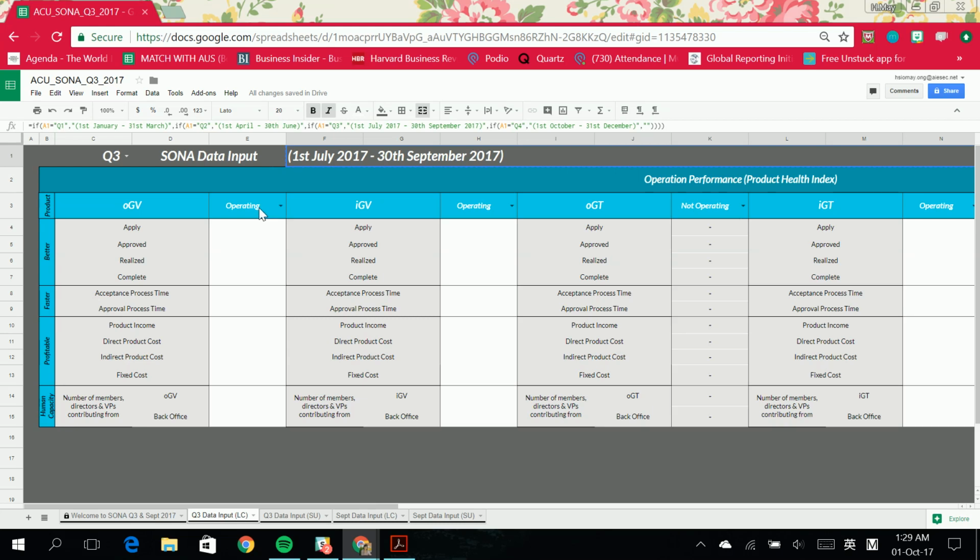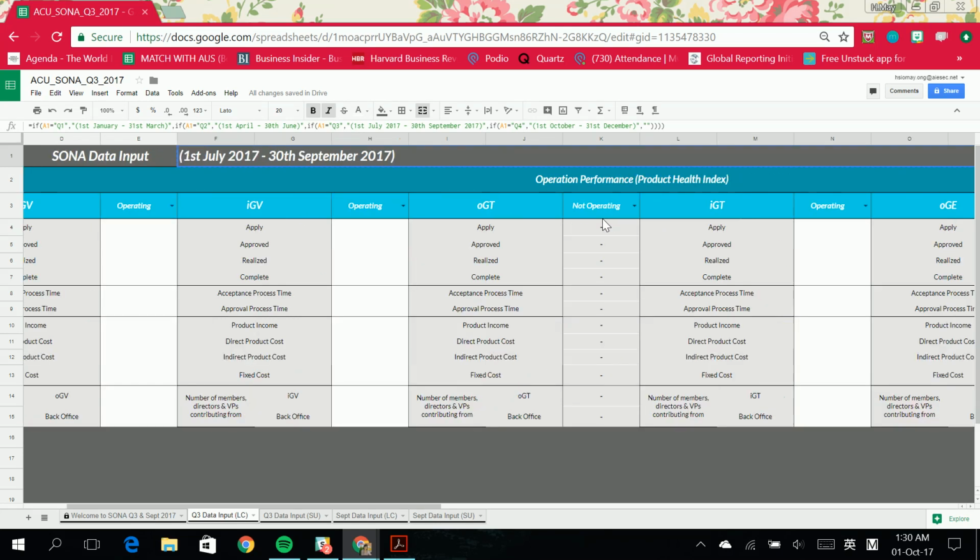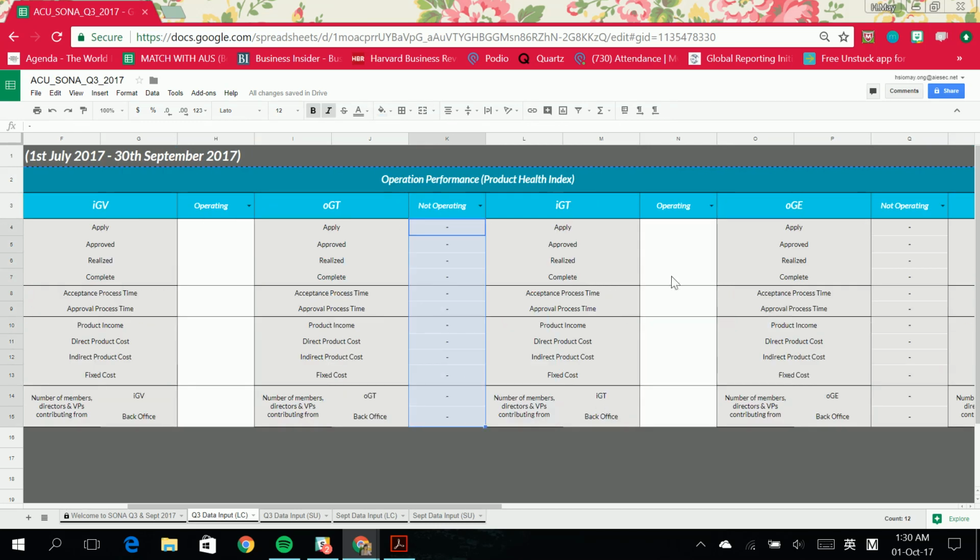So first thing is to identify which are the products that your LC is currently running. For example, your LC is running oGV, iGV, but not oGT. What you need to do is click on non-operating, and then you put dash to all the tabs. If your LC is not running iGT, put non-operating, and then put dash to all the tabs. You will see that it turns gray, and then just put dash to all the tabs here.